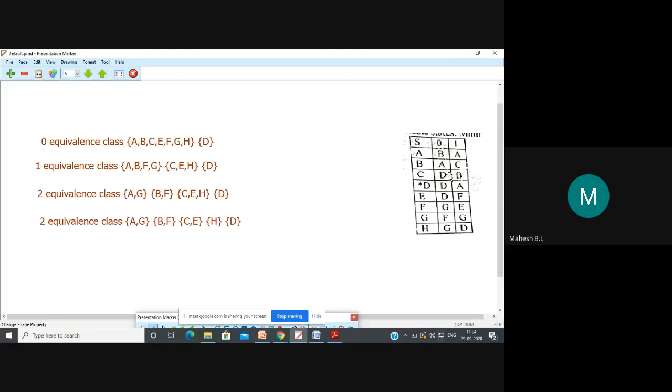C is D, B, E is D, F. Again, same class. Okay, so this is the final equivalence class. Is this clear? Any doubts in this? If any doubts, please let me know.